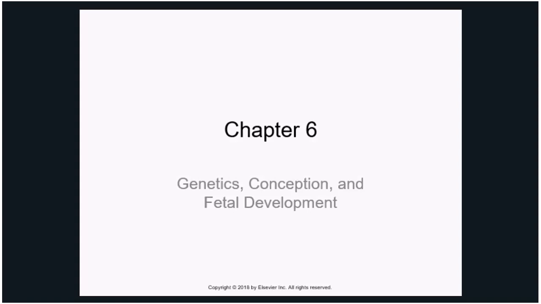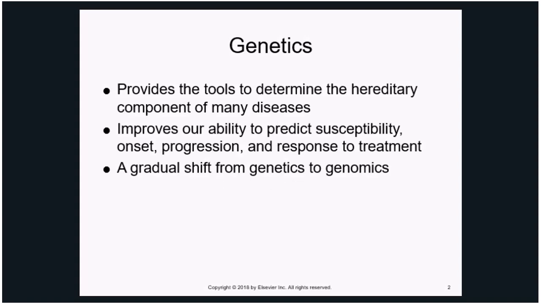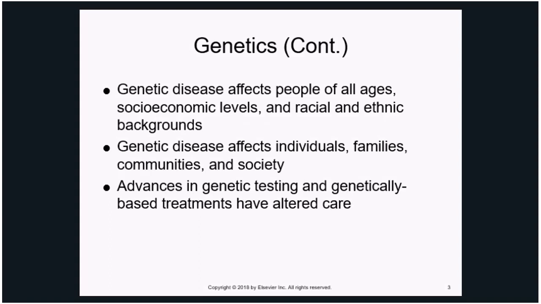Chapter 6, Genetics, Conception, and Fetal Development. Genetics provides the tools to determine the hereditary component of many diseases. It improves our ability to predict susceptibility, onset, progression, and response to treatment, and is a gradual shift from genetics to genomics. Genetic diseases affect people of all ages, socioeconomic levels, and racial and ethnic backgrounds. Genetic diseases affect individuals, families, communities, and society. Advances in genetic testing and genetically based treatments have altered care.